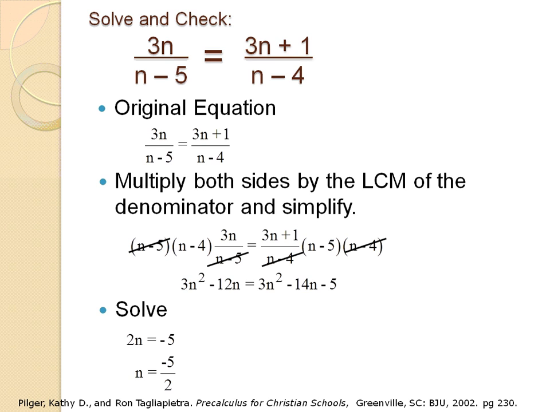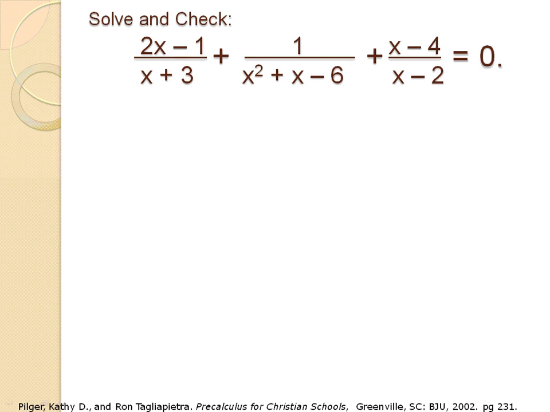The next example has more terms to it. The idea remains the same. We want to multiply both sides by the least common denominator, or we could say the least common multiple of the denominators. Well, x plus 3 is good, x minus 2 is fine here. We have a quadratic, which it would be helpful to factor so we know what we're working with as factors of our denominator so we can find our least common denominator.